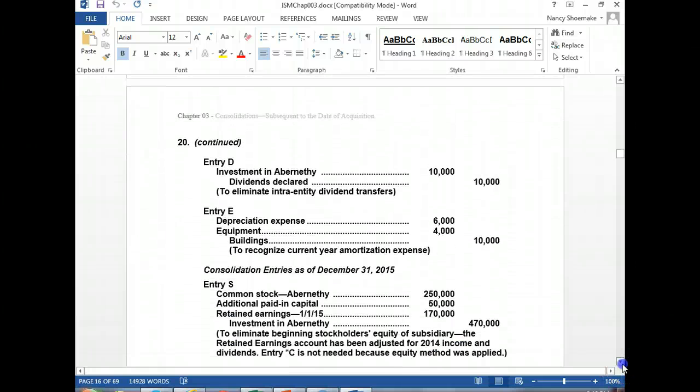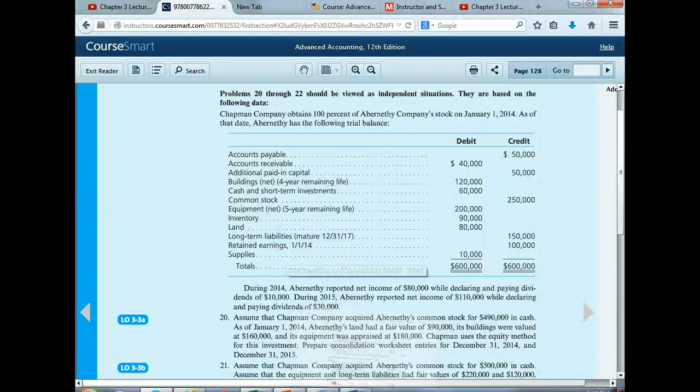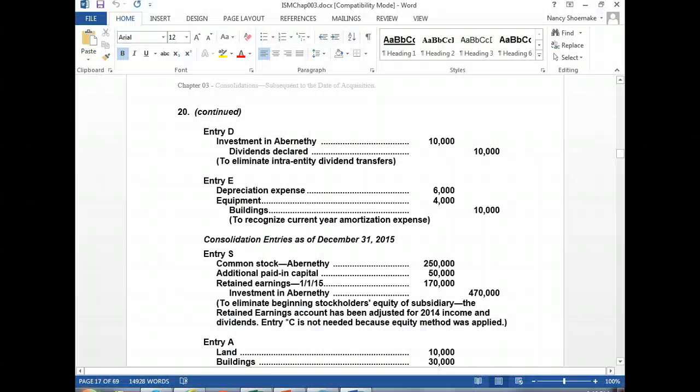Next, the dividends that we received from Abernathy of $10,000 at the end of 2014, we need to clean that up. So we're going to show the $10,000 investment in Abernathy, and we're going to credit our dividends declared.